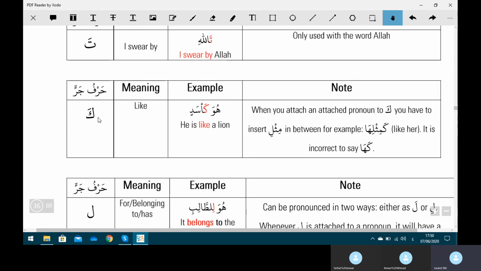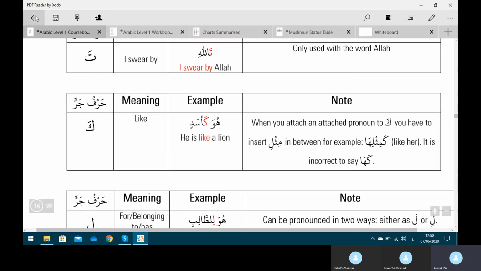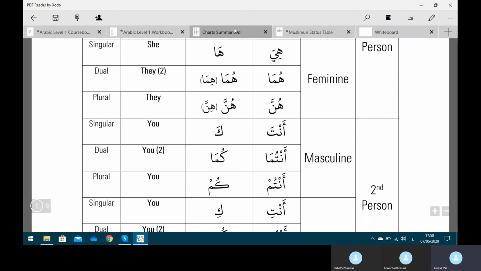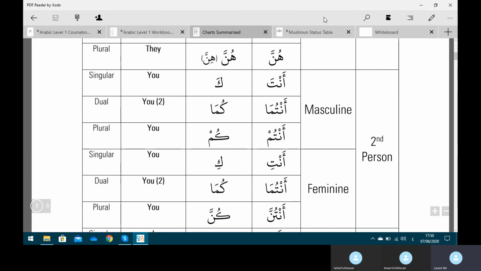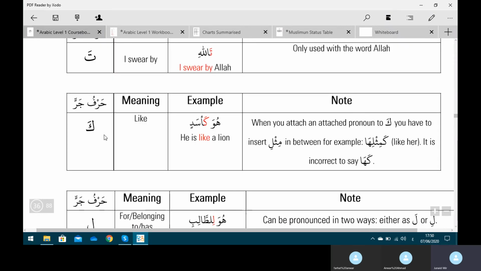Harf jar number three is ka. Notice you also came across ka in the pronouns, like in the attached pronoun table: hu, huma, hum, ha, huma, hunna, ka, kuma, kum, ka. But that ka is a different ka to this. That other ka is a pronoun, whereas this ka is a harf jar. It's not an ismun, it's a harfun. So how do you tell?